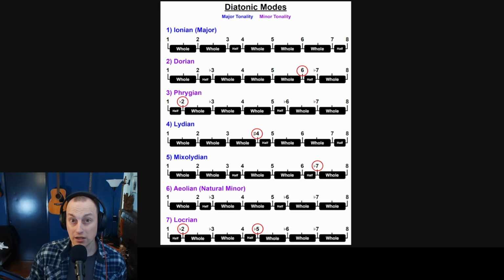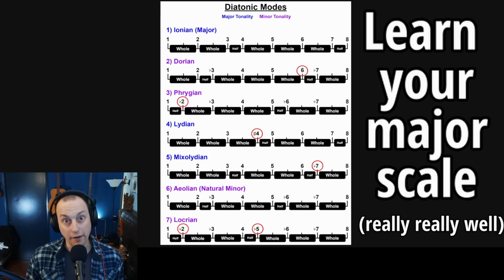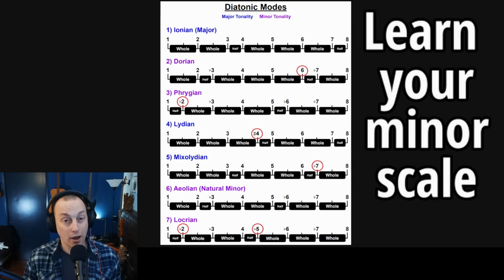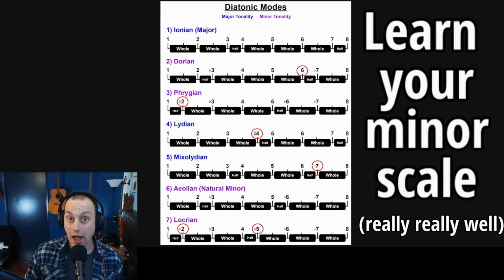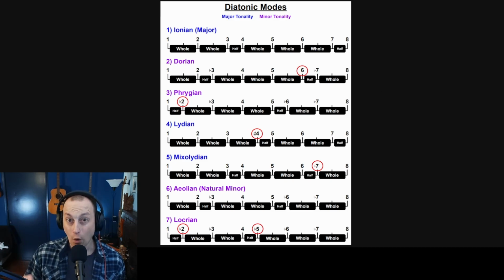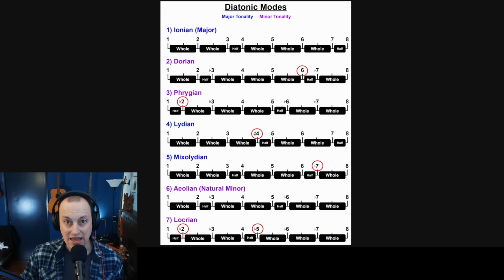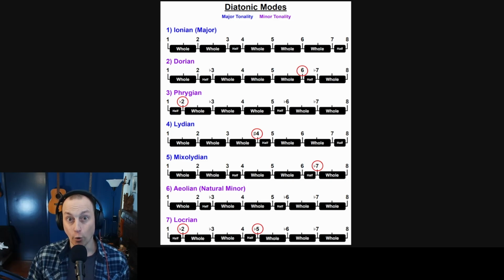And here's the secret sauce. I'm going to learn my major scale really, really well. If you haven't done that, do that first. And then I'm going to learn my minor scale really, really well. If you haven't done that, do that second. Once I know my major scale, I call it my gold standard. And I know my minor scale, I call it my silver standard, because they're the standard that we're going to compare modes by. Once I know those, then I can start to learn my modes, start to dig in and memorize these things and understand them each in their own way.